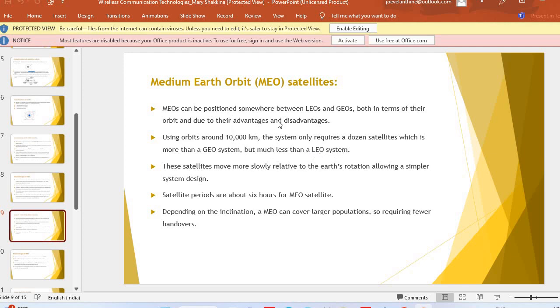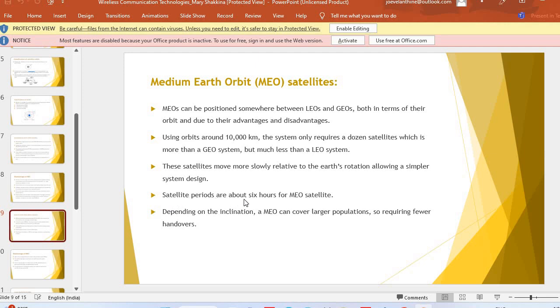These satellites are at the height of 10,000 km away from the surface of the earth. So, in order to cover the whole earth region, it requires a dozen satellites. Dozen means 12 satellites. Using 12 satellites, it can cover the whole earth. These satellites move more slowly relative to the earth's rotation, allowing a simpler system design. This satellite rotates slower than the Earth's rotation.